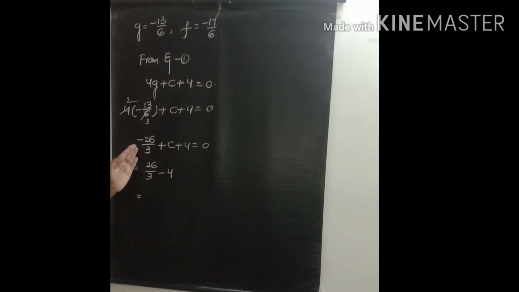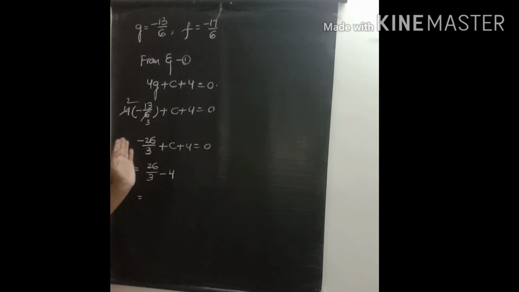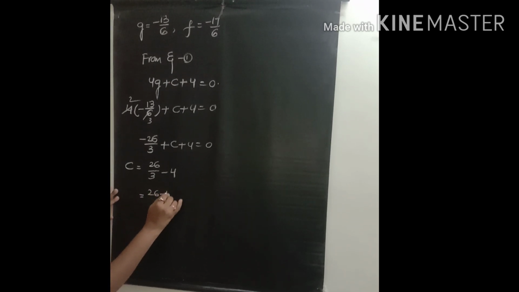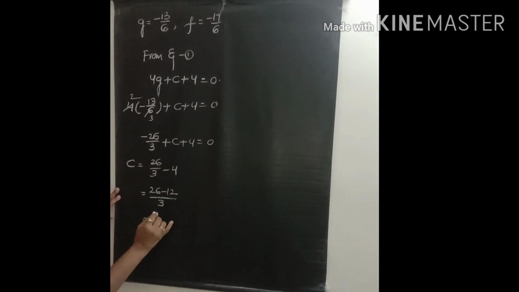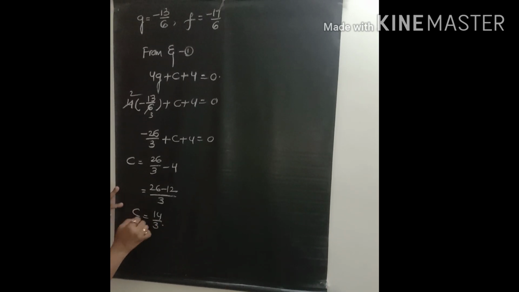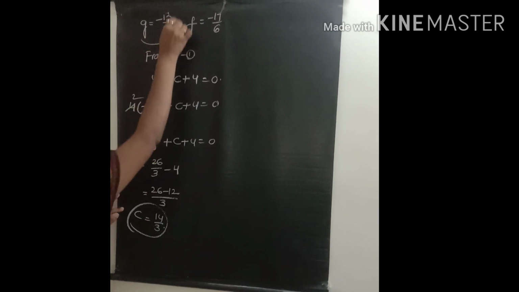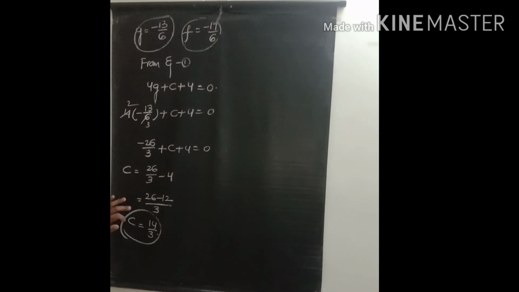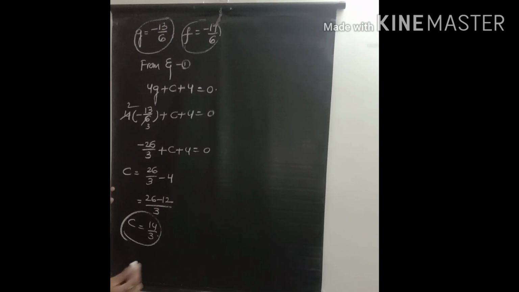Now taking minus 26 by 3 and 4 to that side, it becomes plus 26 by 3 and plus 4 becomes minus 4. Now 26 minus 12 by 3, taking LCM, is equal to 14 by 3. Therefore the value of c is equal to 14 by 3. Already we have that g is equal to minus 13 by 6 and f is equal to minus 17 by 6. Now we are substituting these three values in the circle equation.